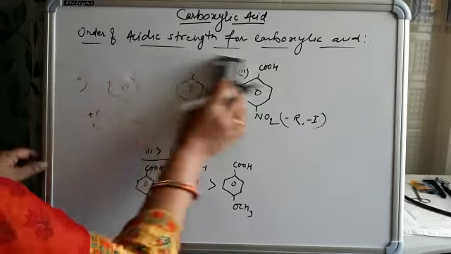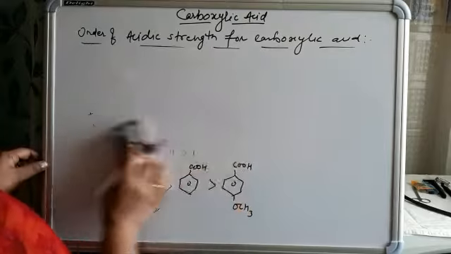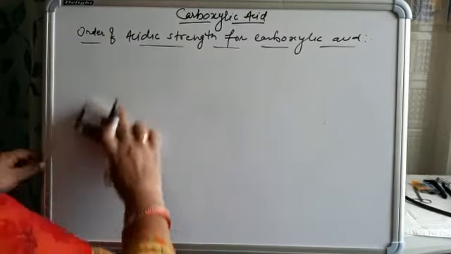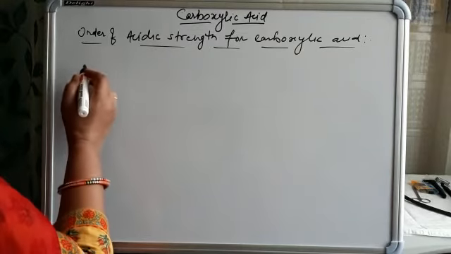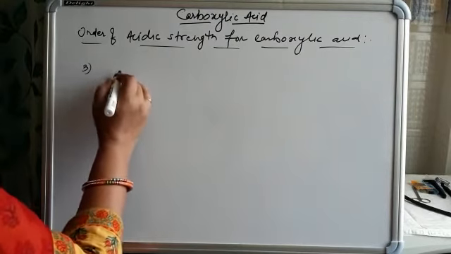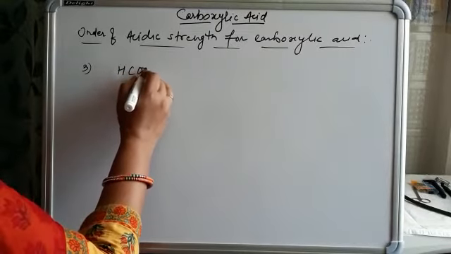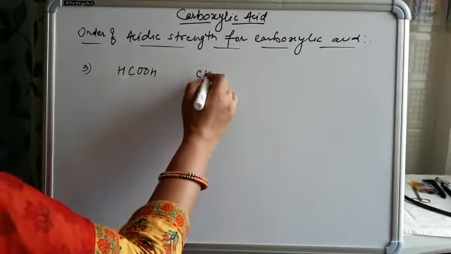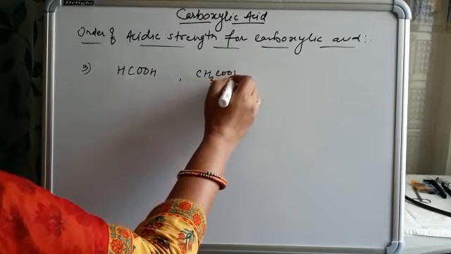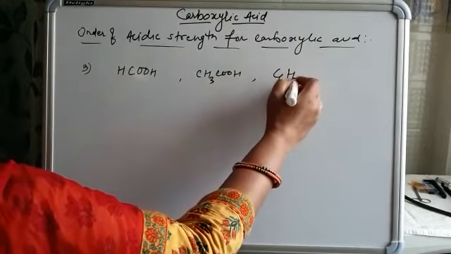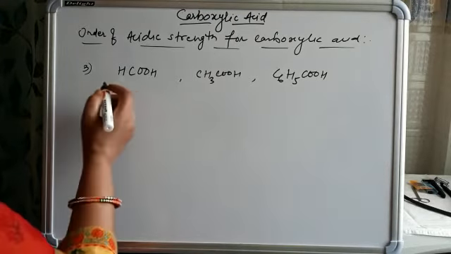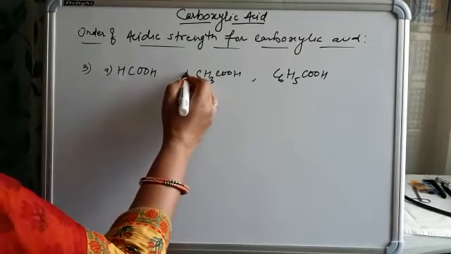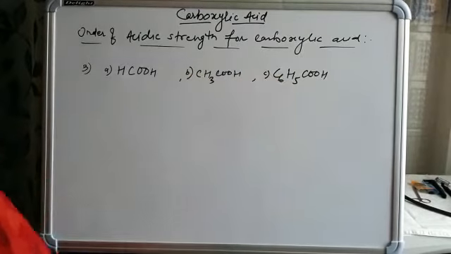Let's see another example also. This type of question is always asked in the board examination. Next, suppose we have methanoic acid, ethanoic acid and benzoic acid. Suppose we have 3 acids. Which one will be more acidic in nature? Suppose this is A, this is B and this is C.